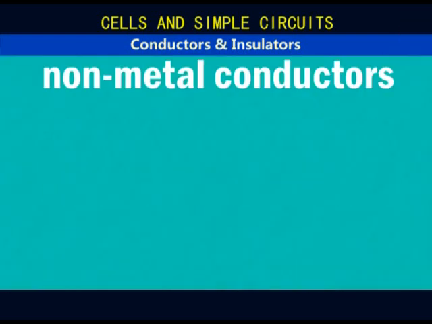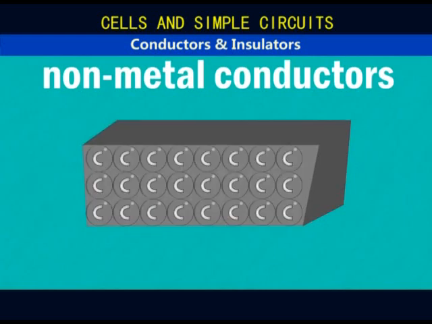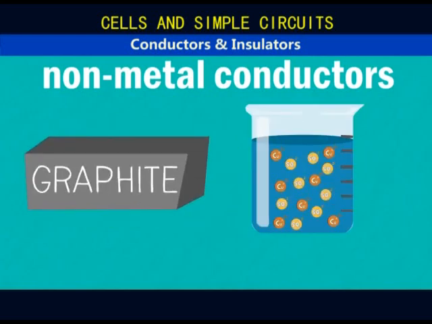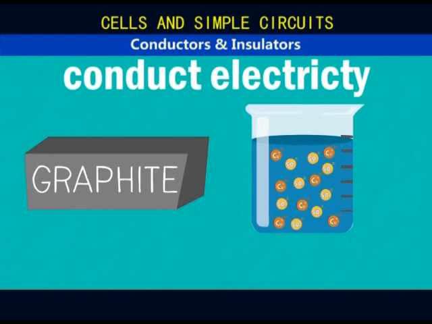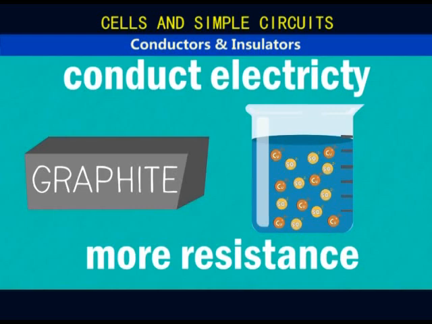Some non-metals like graphite, which is a form of carbon, or solutions of salts forming electrically charged ions will conduct electricity, but these have more resistance. They are poor conductors.